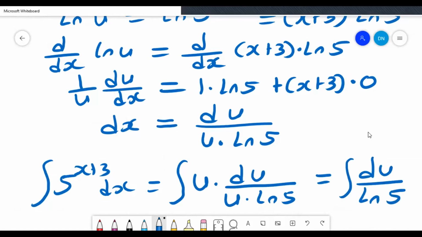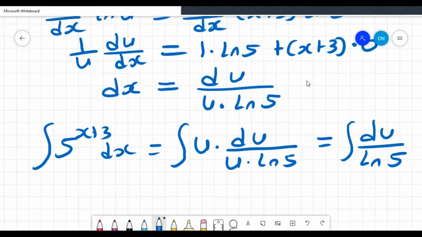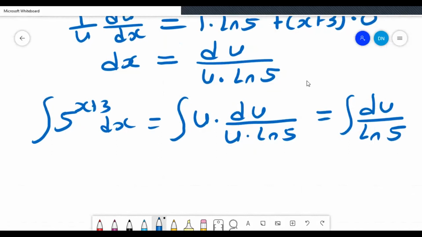And then ln of 5 is a number, as I've said before. So I'm going to take it exactly the way it should be. So it will be 1 over ln of 5. When I integrate the du, I'll be left with u plus c. And we know what is u?